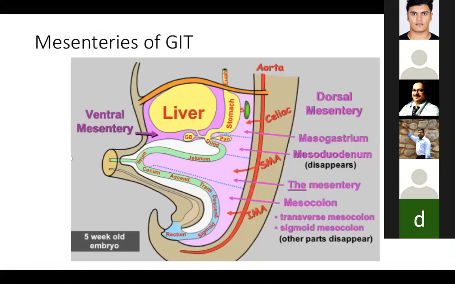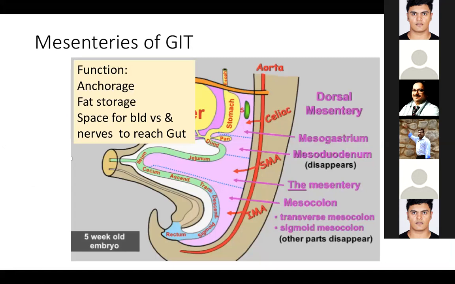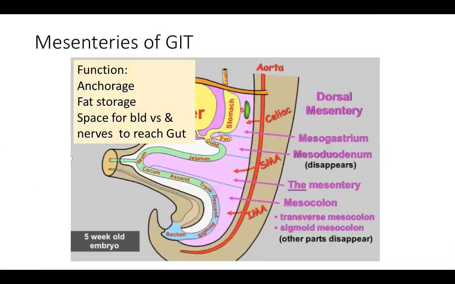The second important thing that we understand from the embryology is the mesentery that we discussed. And what is the purpose of the mesentery? Basically, it forms a pathway for carrying the blood vessels right down to the gut. As the gut is developing, it is pulling the blood supply along with it. And this blood supply then travels between the layers of the mesentery to reach the gut.